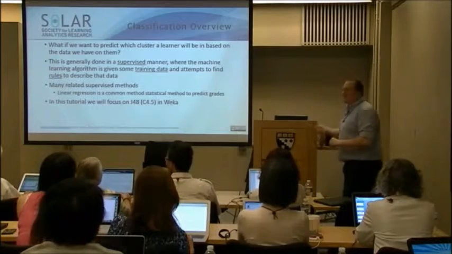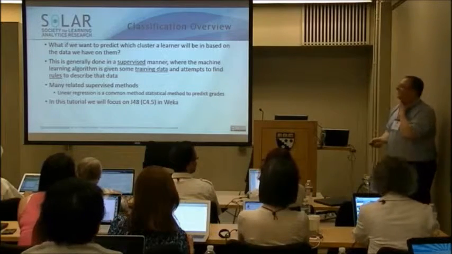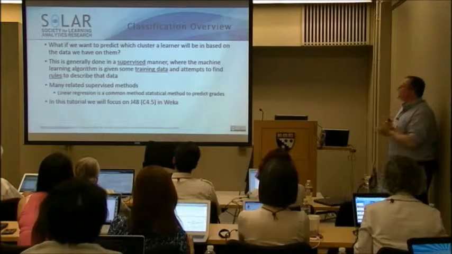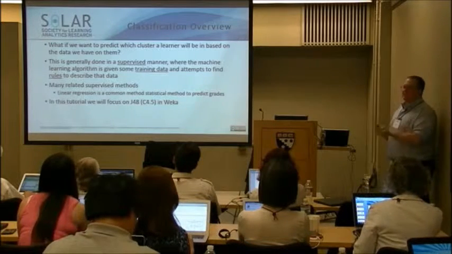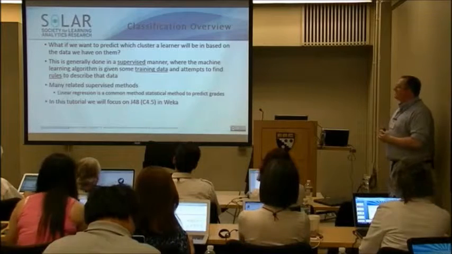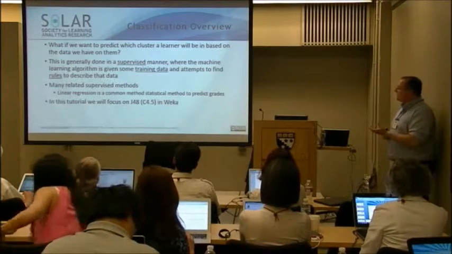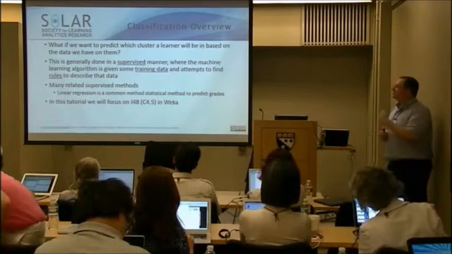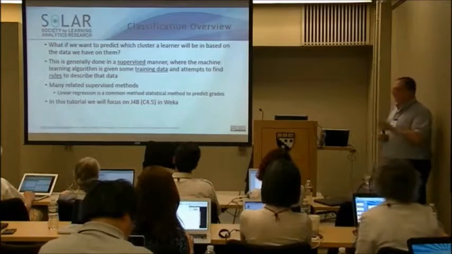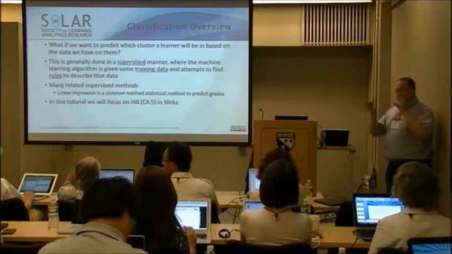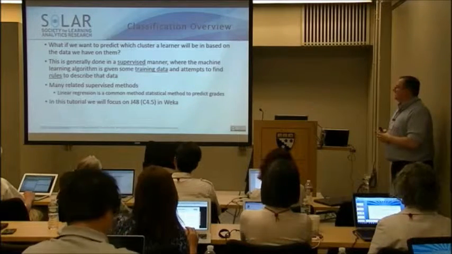I want to jump straight into the classification bit. What if we want to predict which cluster a learner will be in based on the data that we have on them? This is generally done in a supervised manner, where the machine learning algorithm is given some training data and attempts to find rules to describe that data and thus fit people. So here you're looking to more understand the rules that might exist in the system.